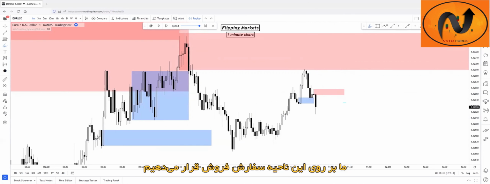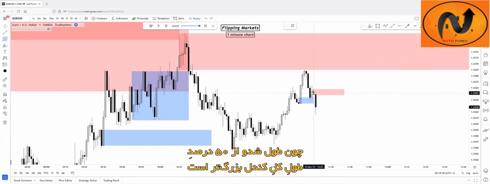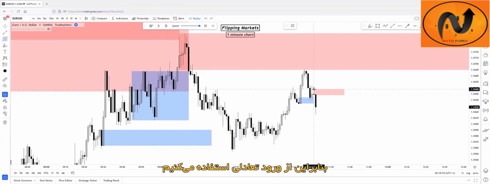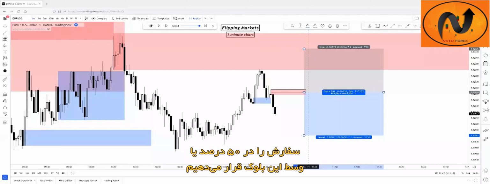We are aiming for this one. We are setting a sell limit order on this block. And as you can see, because this is an equilibrium entry point, because the wick is bigger than 50% of the whole body, we will use an equilibrium entry. I'm just setting a gap box up here, placing a sell limit on the 50% of this block.